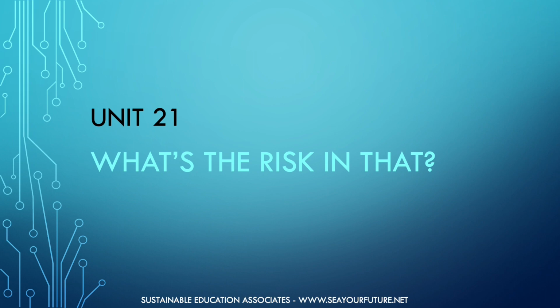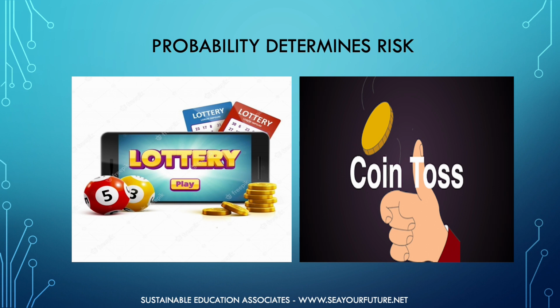Unit 21. What's the risk in that? If you ever gambled, then you already know about risk. The term usually applies to the statistical chance that something will happen. You're taking a bigger risk playing the lottery than betting the same amount of money on a coin toss. That's because even though the payoff would be greater if you win, the probability of you losing the lottery is greater. In short, probability determines risk.